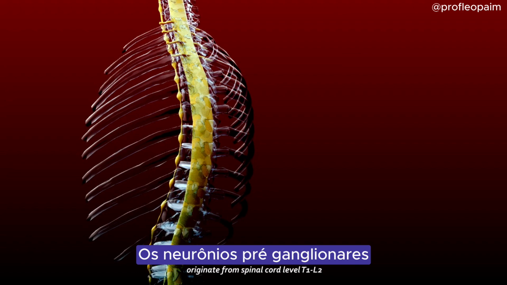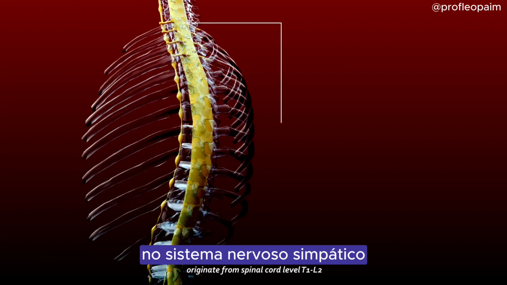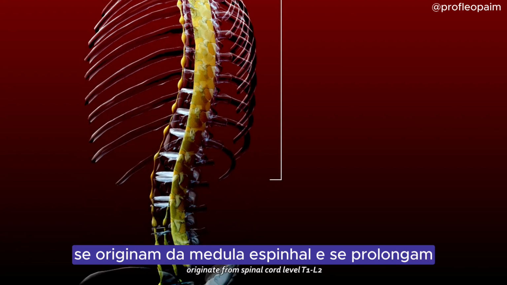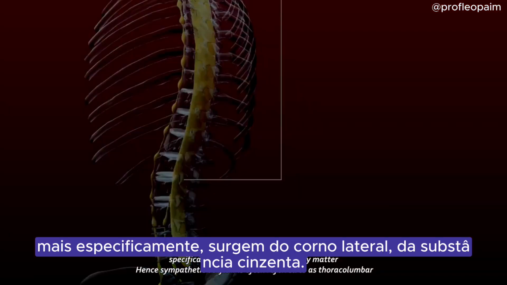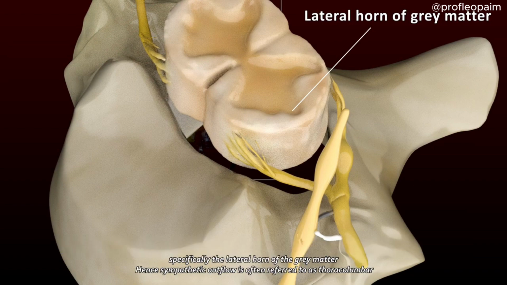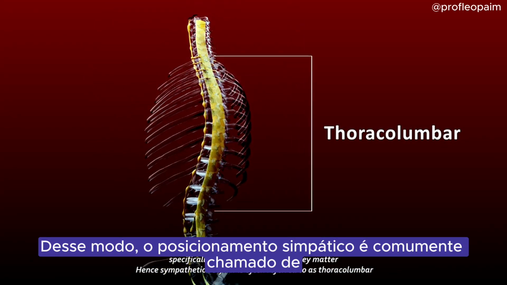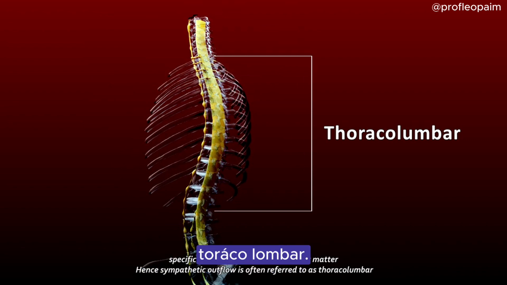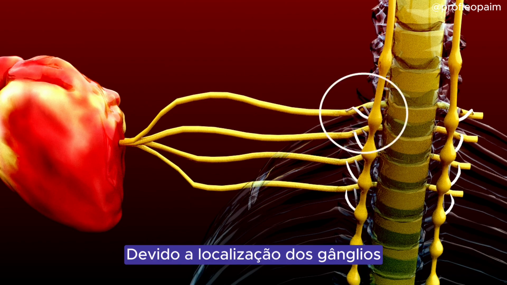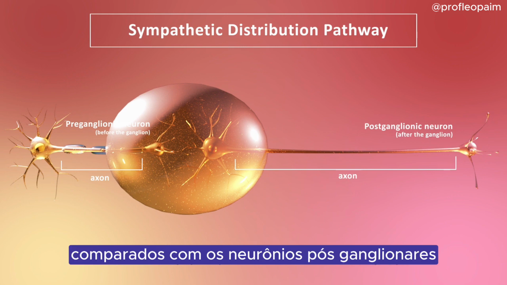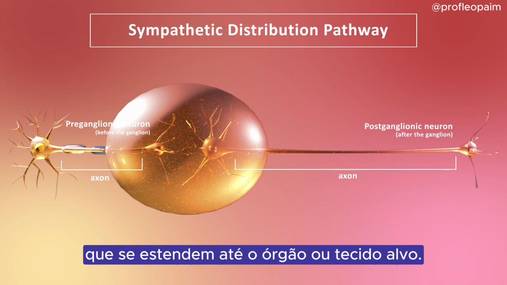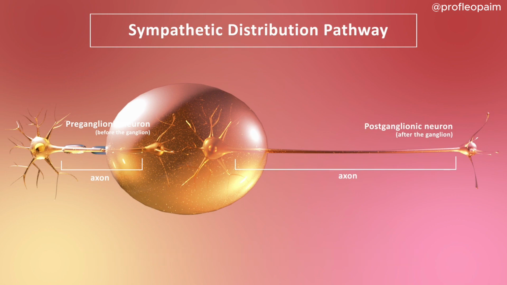The preganglionic neurons in the sympathetic nervous system originate from spinal cord level T1 to L2, specifically the lateral horn of the grey matter. Hence, sympathetic outflow is often referred to as thoracolumbar. Because the sympathetic ganglia are located close to the spinal cord, the preganglionic sympathetic neuron is relatively short compared to the postganglionic sympathetic neuron that extends to the target organ.